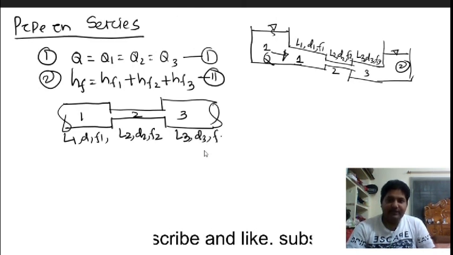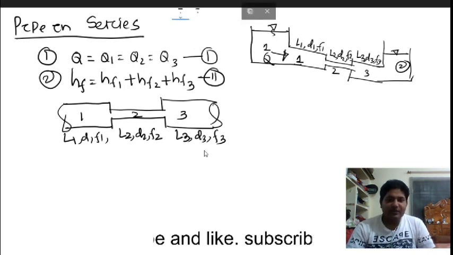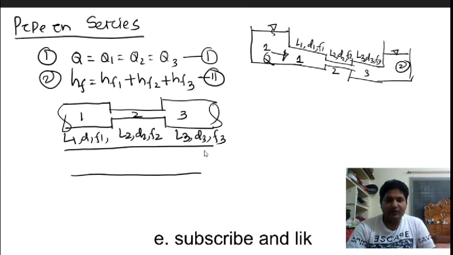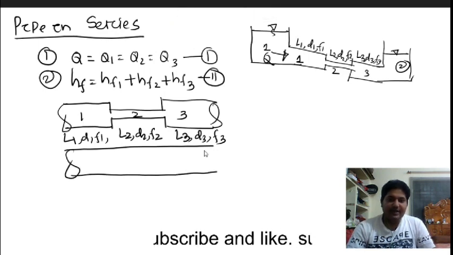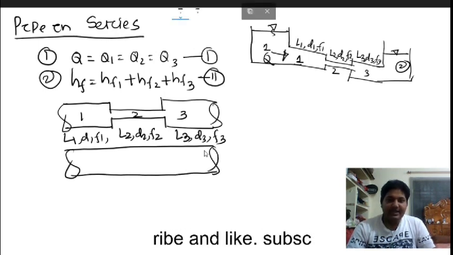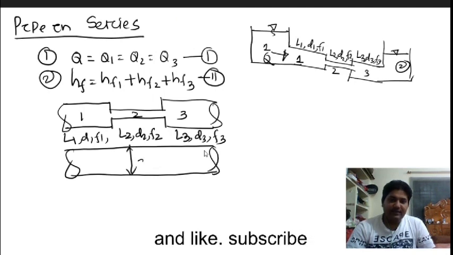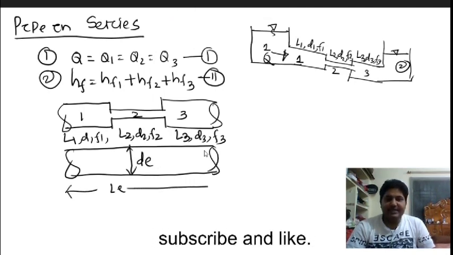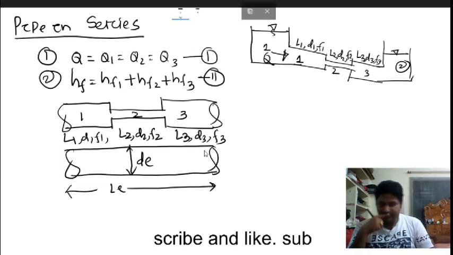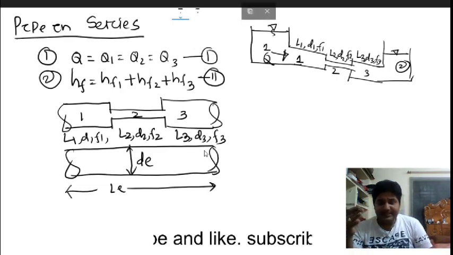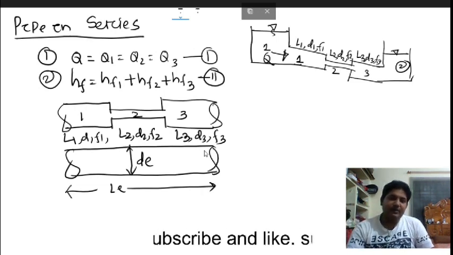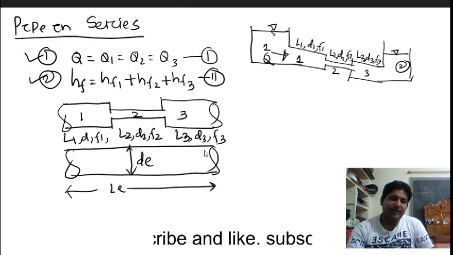Now we have to find out the length and diameter of an equivalent pipe which has the same discharge and the same head loss as that of this compound pipe. So how can you find it out? By using these compatibility equations we can find it out.